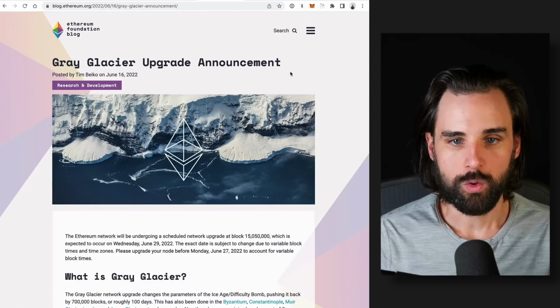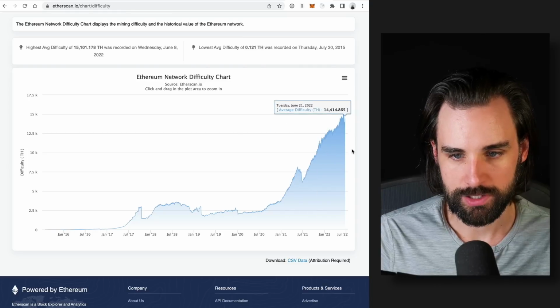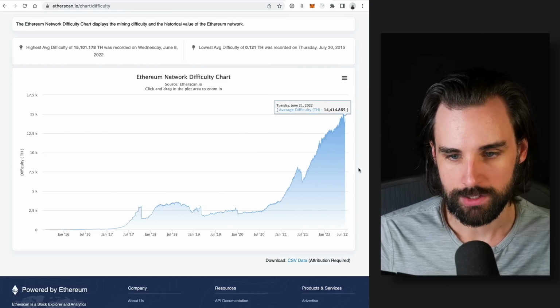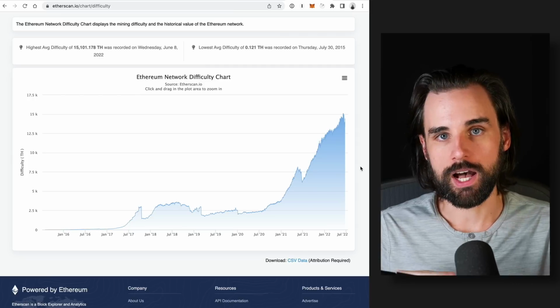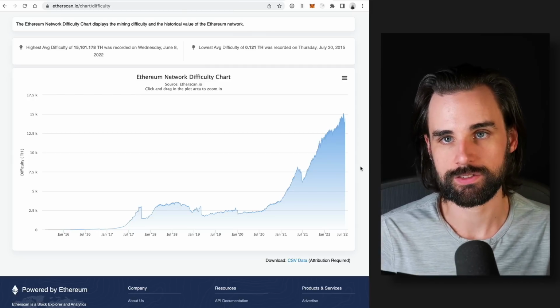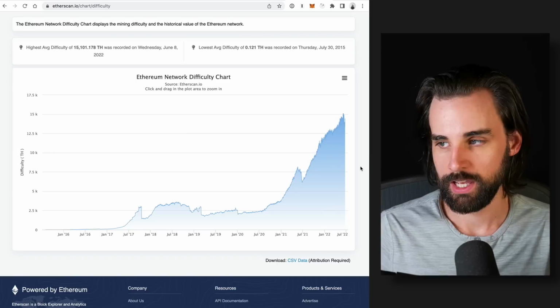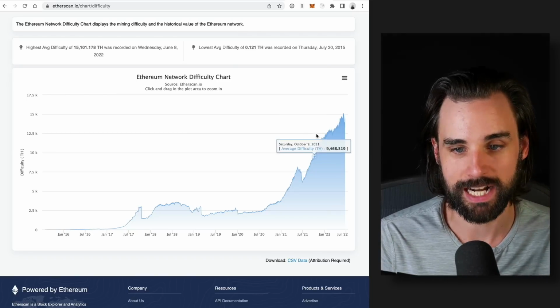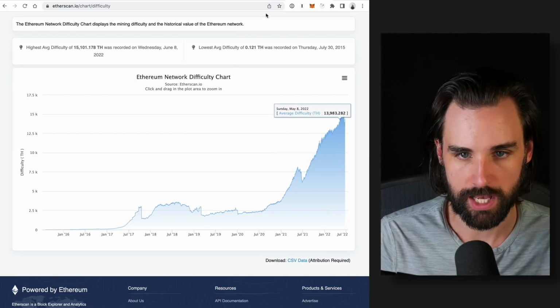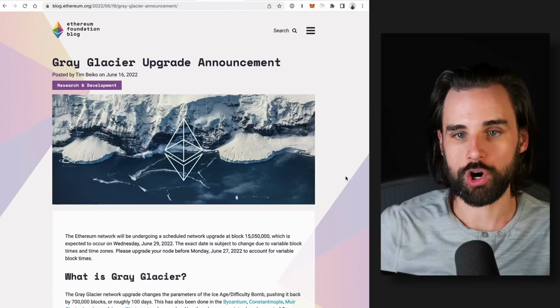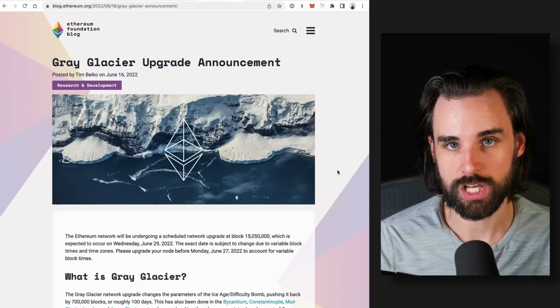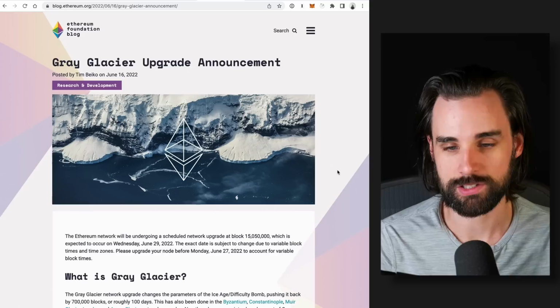So what is that? Well, basically, you can look at this chart here on Etherscan that shows the mining difficulty. It's basically the difficulty that's programmed into the blockchain that specifies how hard it is to solve proof-of-work puzzles in order to include transactions in the blockchain and actually mine the cryptocurrency itself. So we have this thing called the difficulty bomb that's going to make it exponentially harder for miners to solve these puzzles in order to include the transactions into the blockchain.